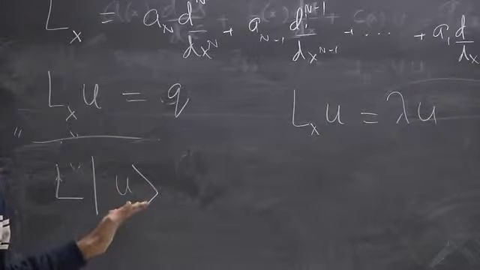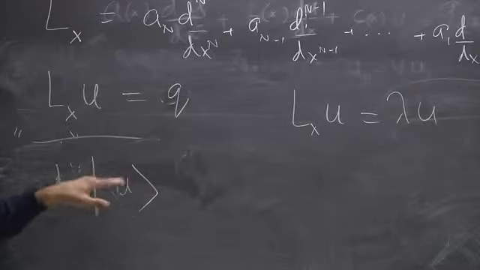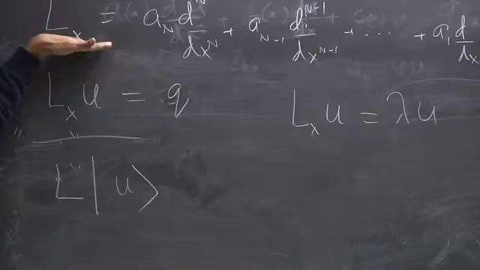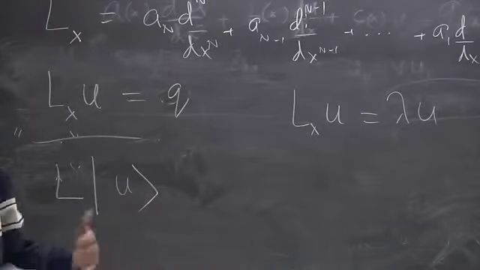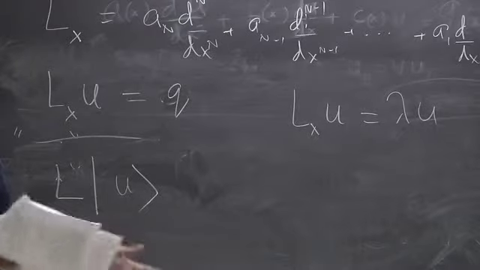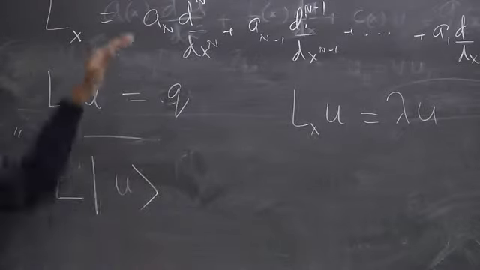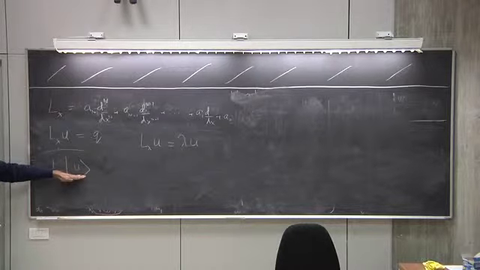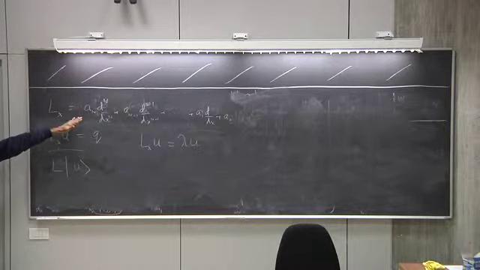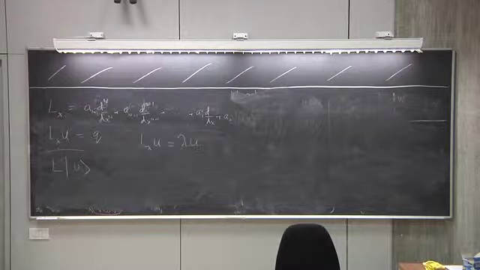So basically this means the same: Lx acting on u, this differential operator acting on u, but that u is not an arbitrary function. It's subject to some boundary condition. So it's just a different notation. This notation means the boundary condition is specified. Here it means there is no specification of boundary conditions. That's all.